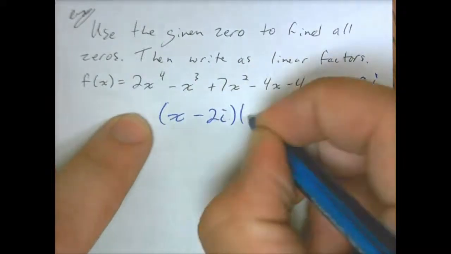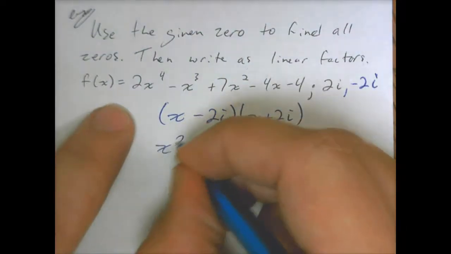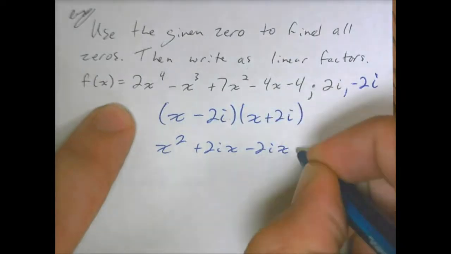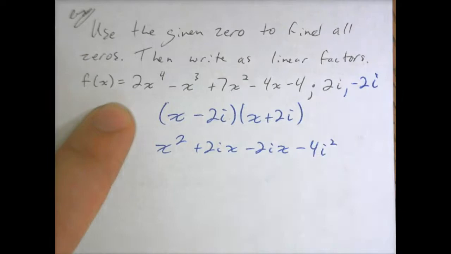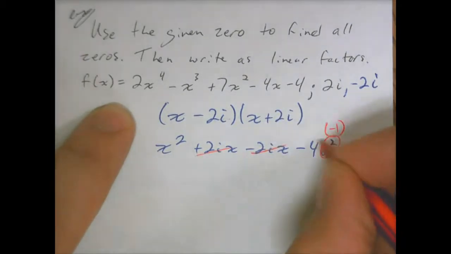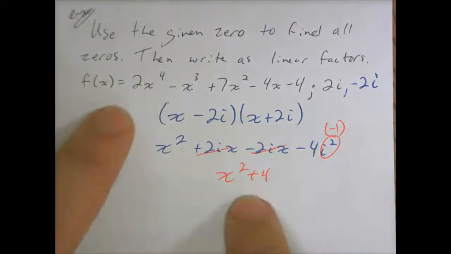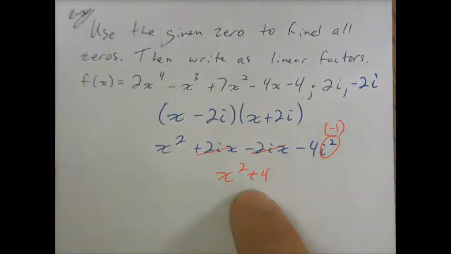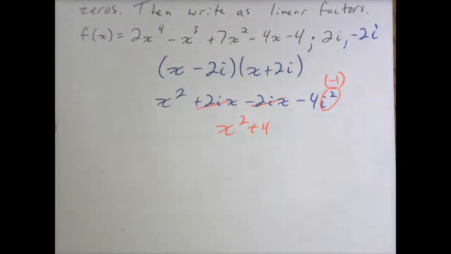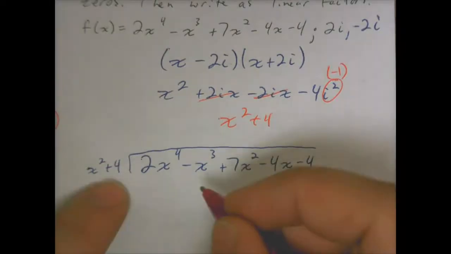If I take both of these and make an individual polynomial, this will come out as x squared plus 2ix minus 2ix minus 4i squared. This will make 0. I squared, don't forget, is negative 1. Negative 4 times negative 1 is just 4, so I have x squared plus 4. So I know that both of those zeros are in the term x squared plus 4. Now I take that x squared plus 4 and divide my polynomial by it.